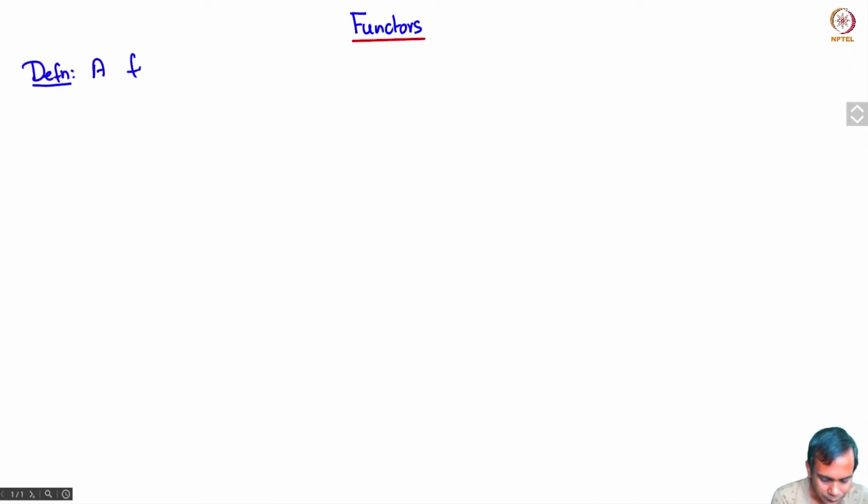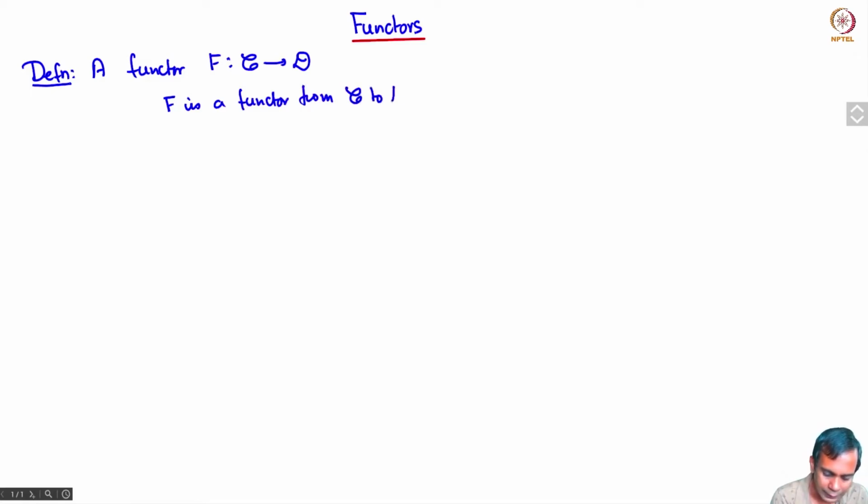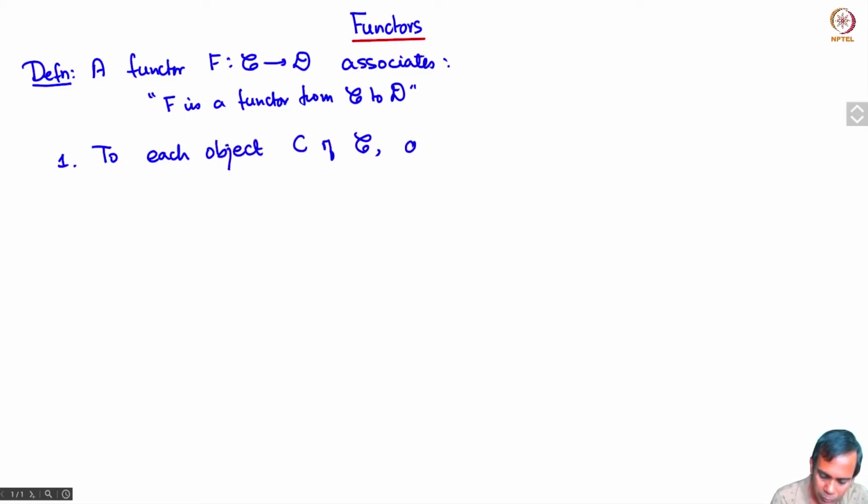A functor F. So now a functor relates to categories C and D. What this notation means is that F is a functor from category C to category D. It associates, first, to each object C of C, an object F(C) of D.